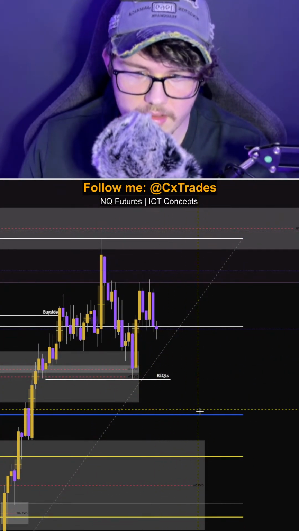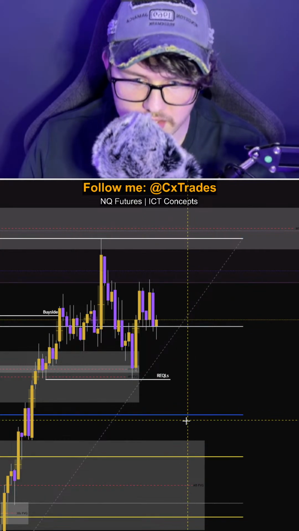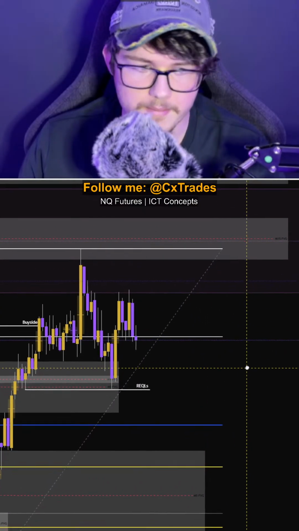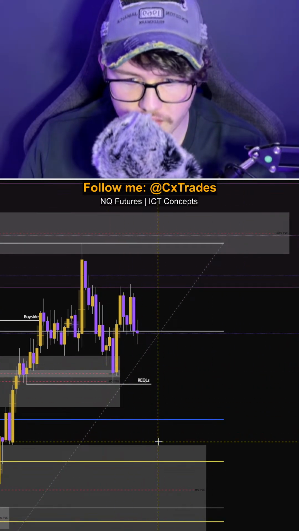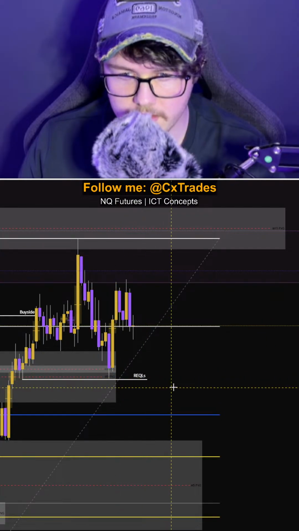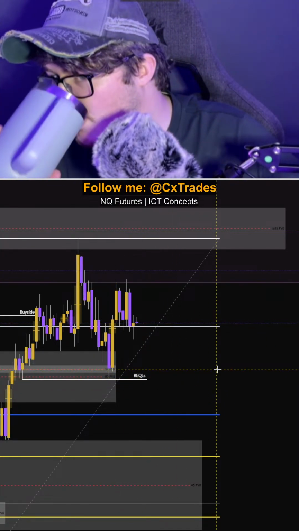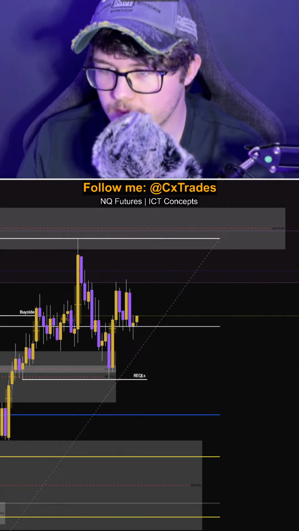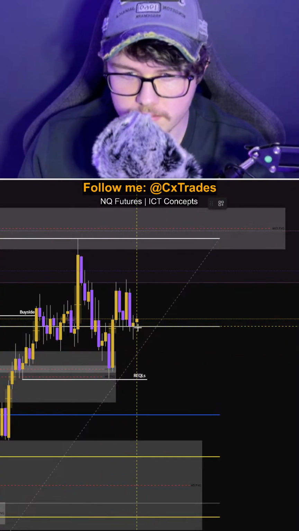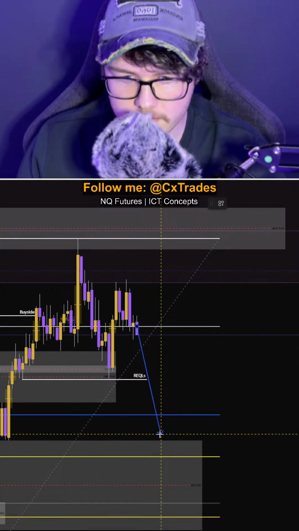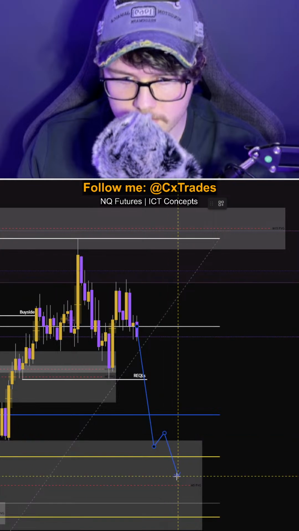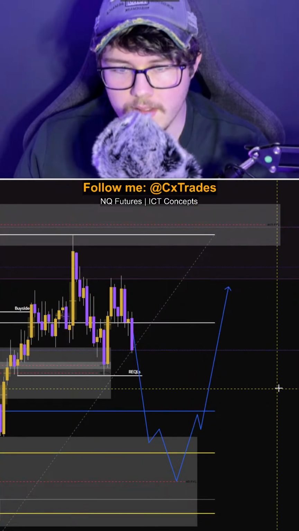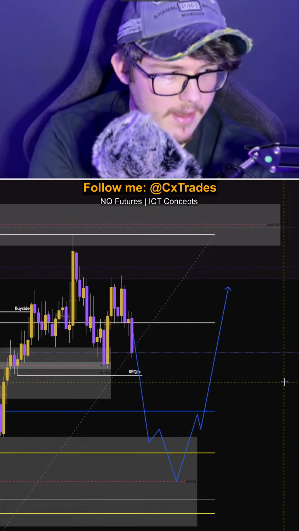I really want to see EQ here with a bearish displacement. Maybe tap into this lower M5 with a long setup. That's what I want to see. And if we get short-term SMT, even better. That's what I want to see. I'm going to keep that there.